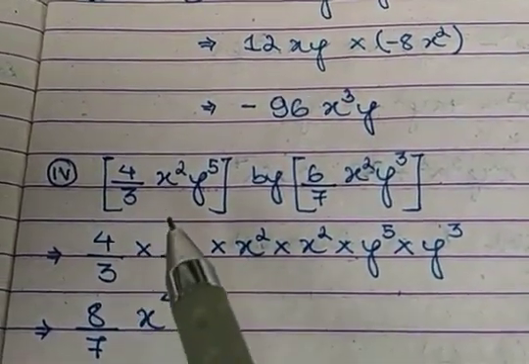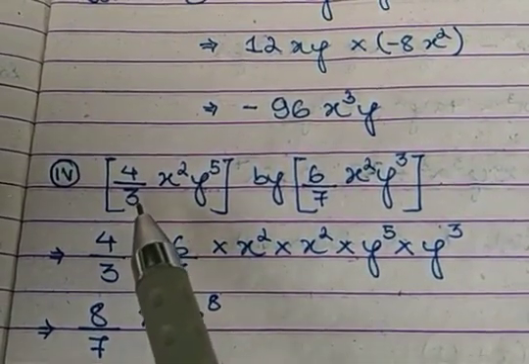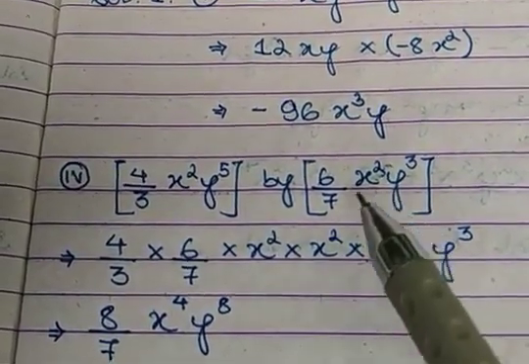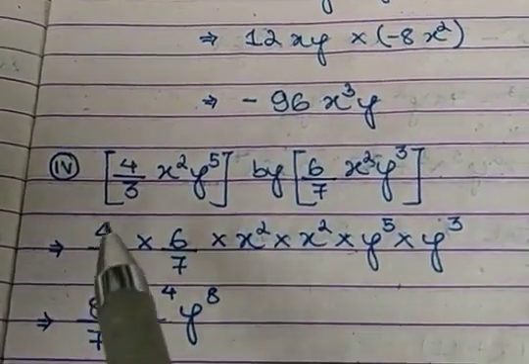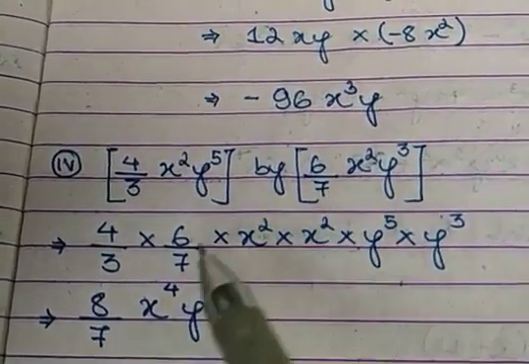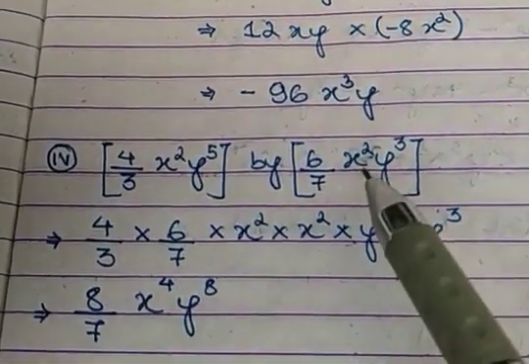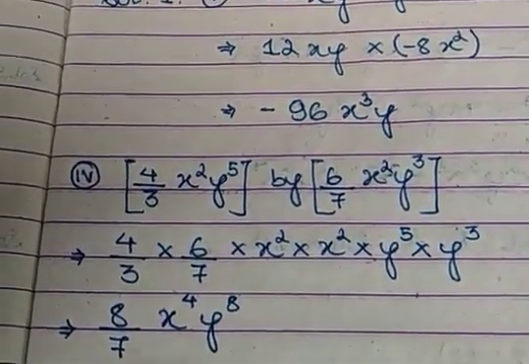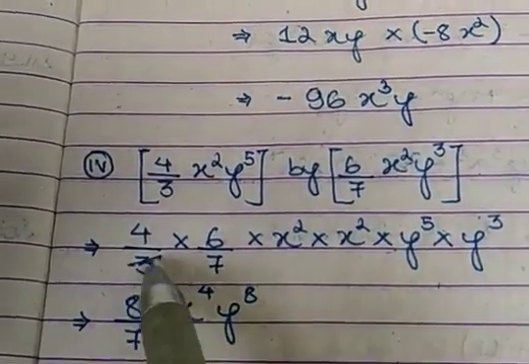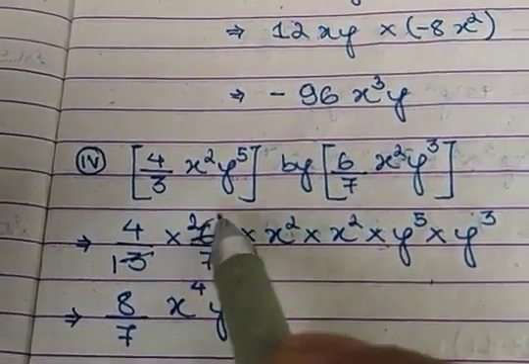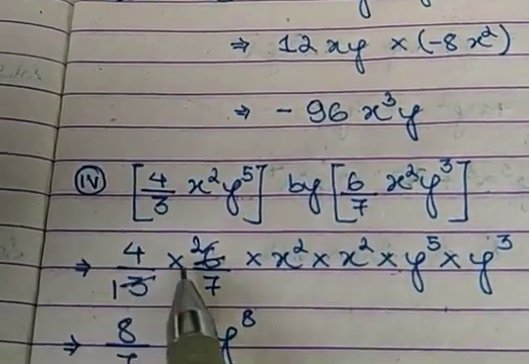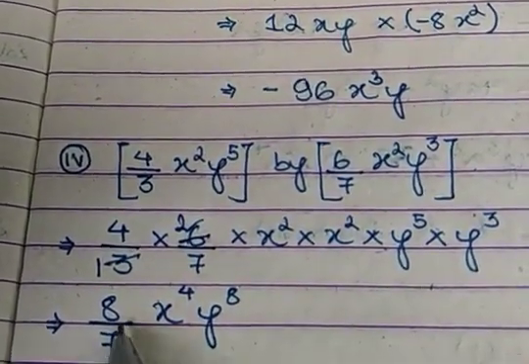So what happened here in the second case? See, what I have done here is simply arranged the constants and variables separately. See, 4 by 3 into 6 by 7, x squared into x squared, y to the power 5 into y to the power 3. Now what do I see here? 3 1 times 3, 3 2 times is 6, isn't it? So after this, what do I get in the numerator? 4 into 2, so it is 8 in here.